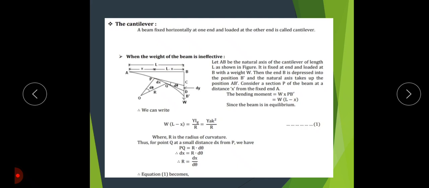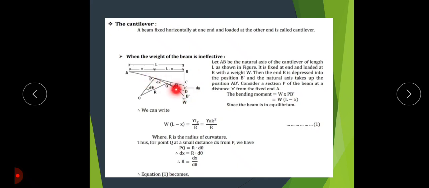Due to the applied load W, the moment of the external couple acts on this section P. The bending moment acting on it can be taken as W into PB dash, where W is the weight applied to the end B.